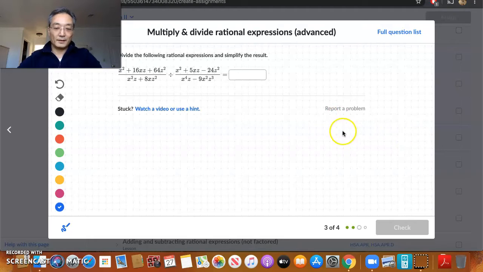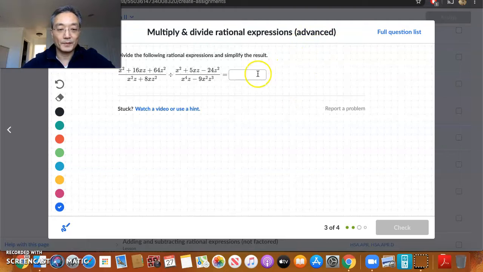Hi everyone. This is the second half of this topic, which is multiply and divide rational expressions advanced. I did problems 1 and 2 in the previous video, and I'll do problems 3 and 4 here now.